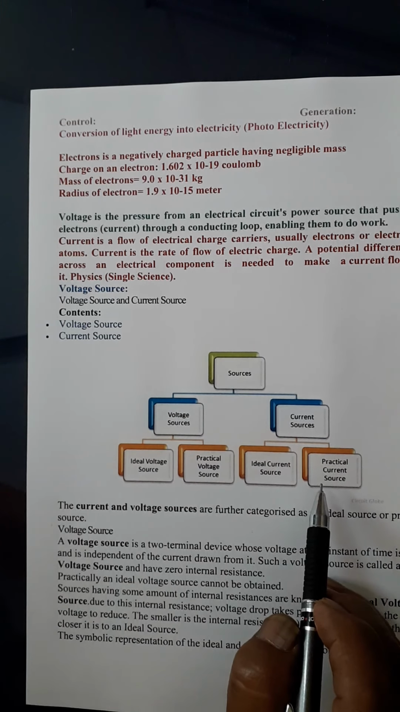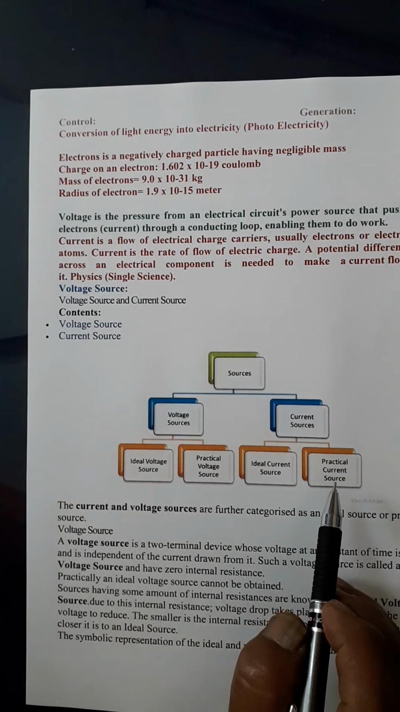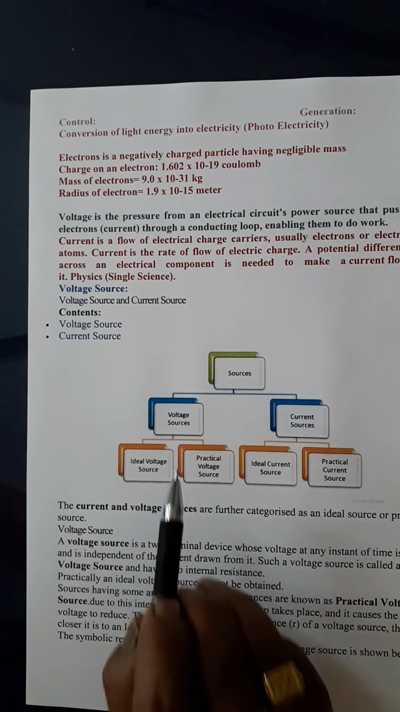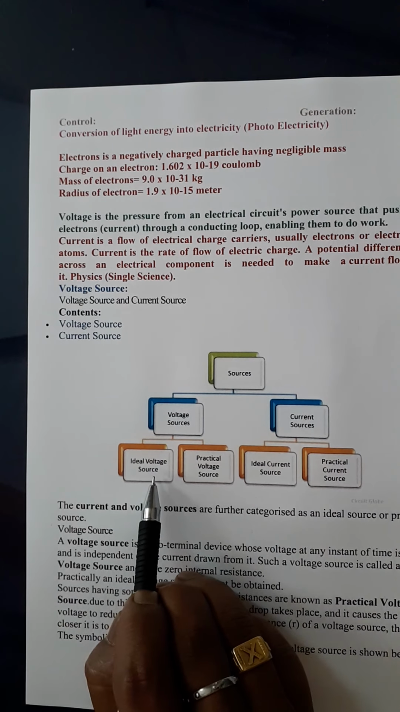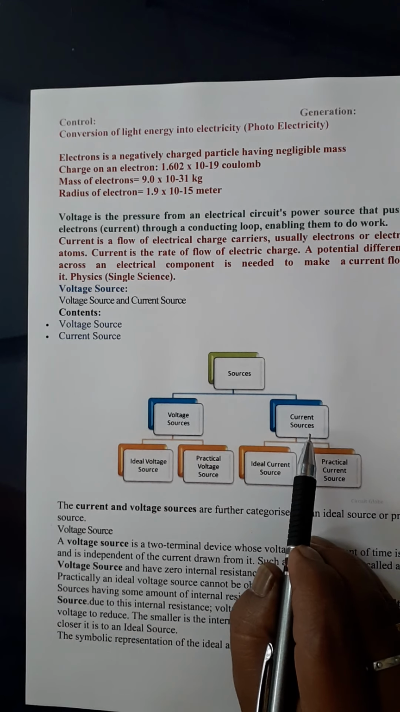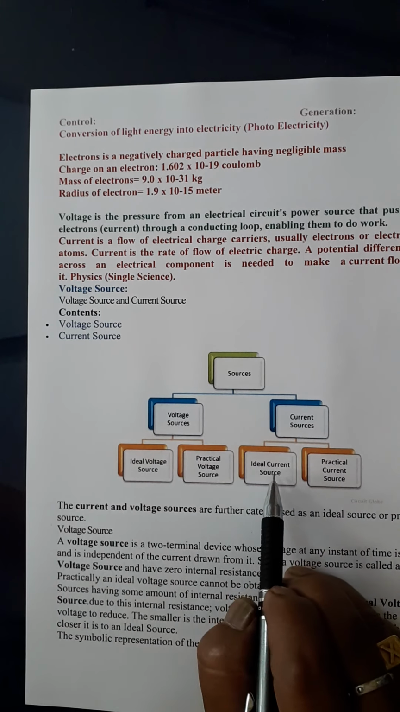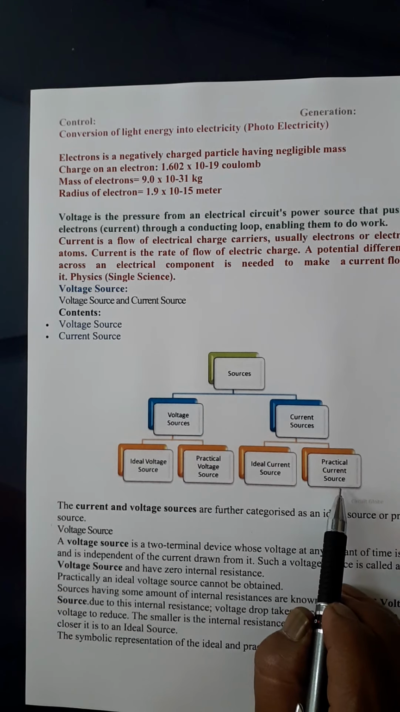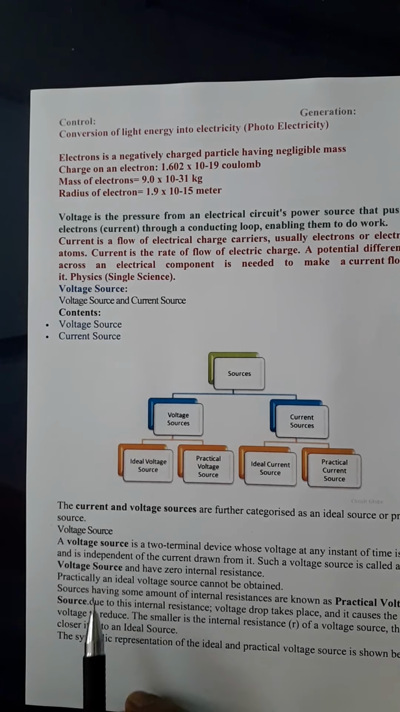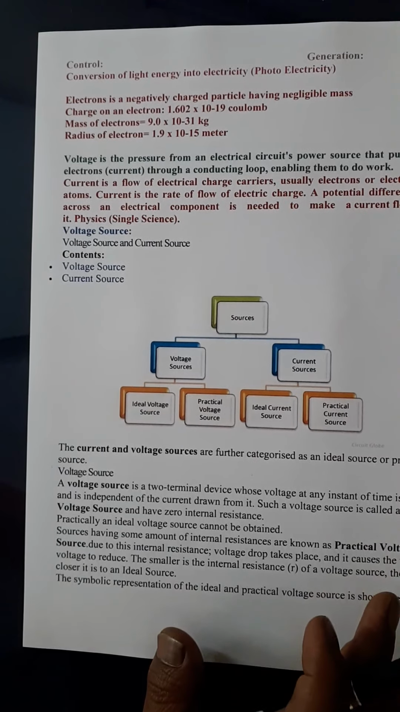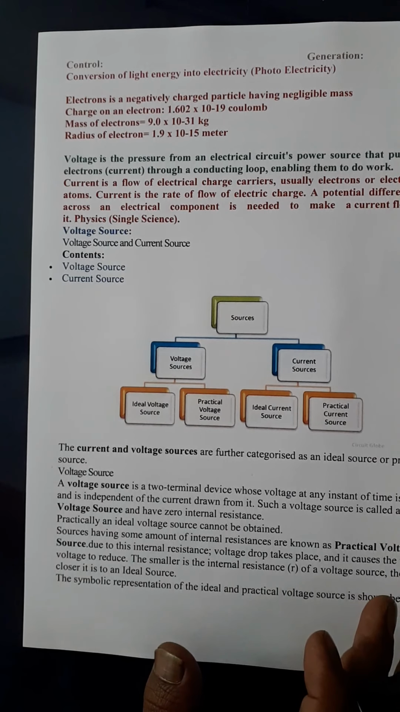So the given sources, that is the voltage and the current sources, are further categorized as ideal voltage source or practical voltage source. Current sources are further categorized as ideal current source and practical current source. So what is an ideal source?